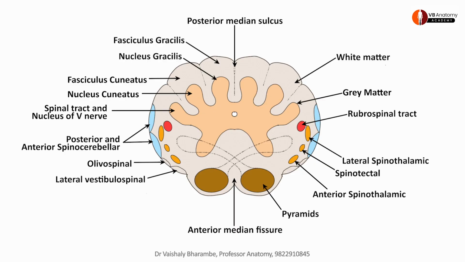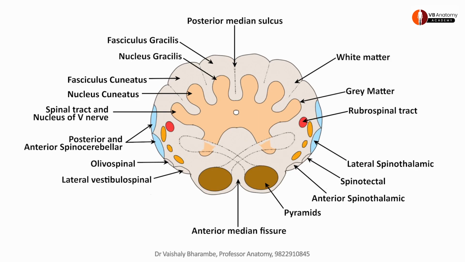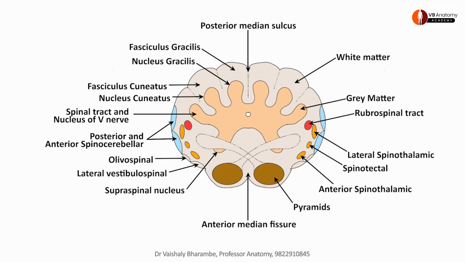Now I'm going to color the pyramids, and because the fibers are crossing, a part of the grey matter, the anterior grey horn, gets cut out to form the supraspinal nucleus there. So that should also be seen in your diagram. So that completes our diagram of the section at the level of medulla oblongata, motor decussation.